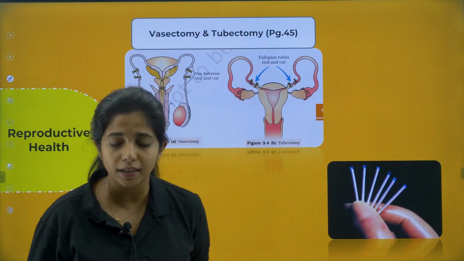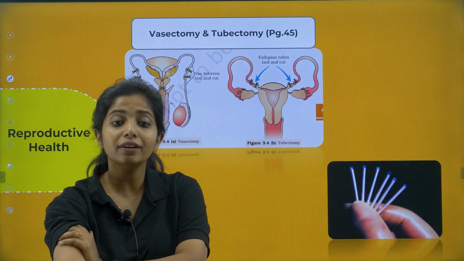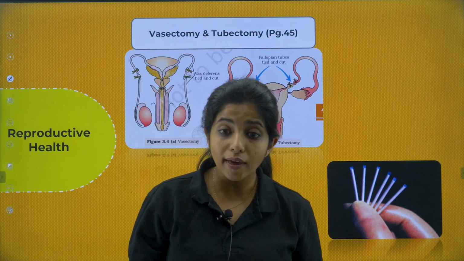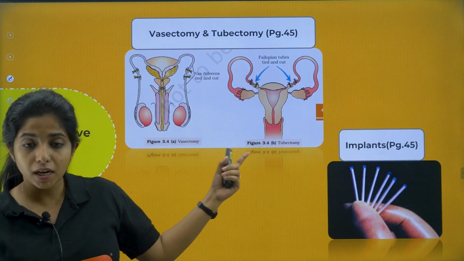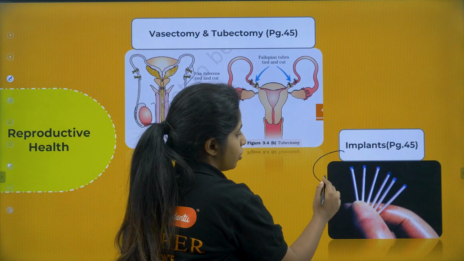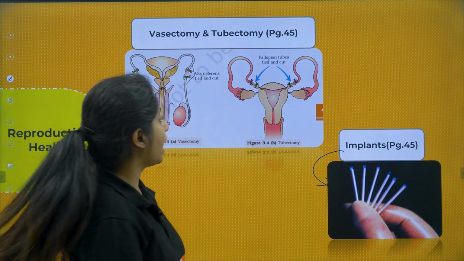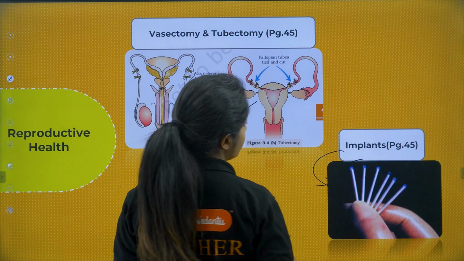You would be asked to identify this also. What is this? Implant. They release chemicals inside our body, a combination of progesterone and estrogen, which would avoid what? Pregnancy. So these are implants. Please make sure you are able to identify it. It's on page number 45 again. So these are just identification images.